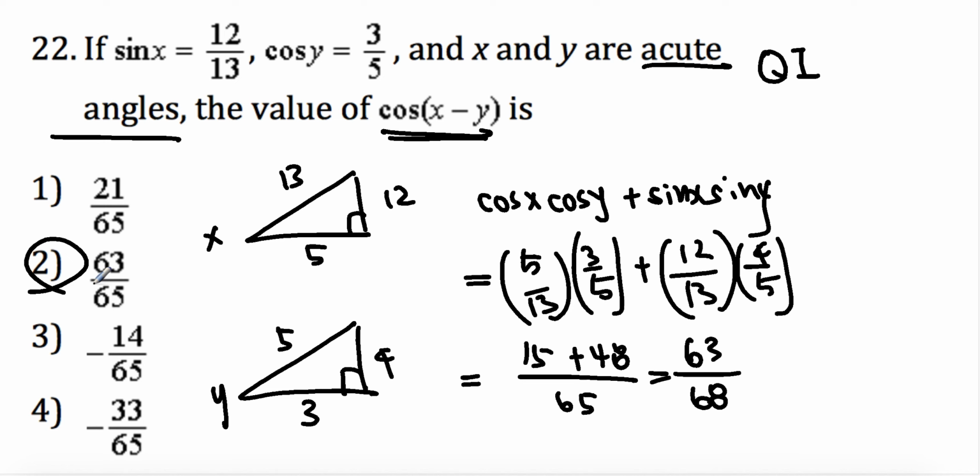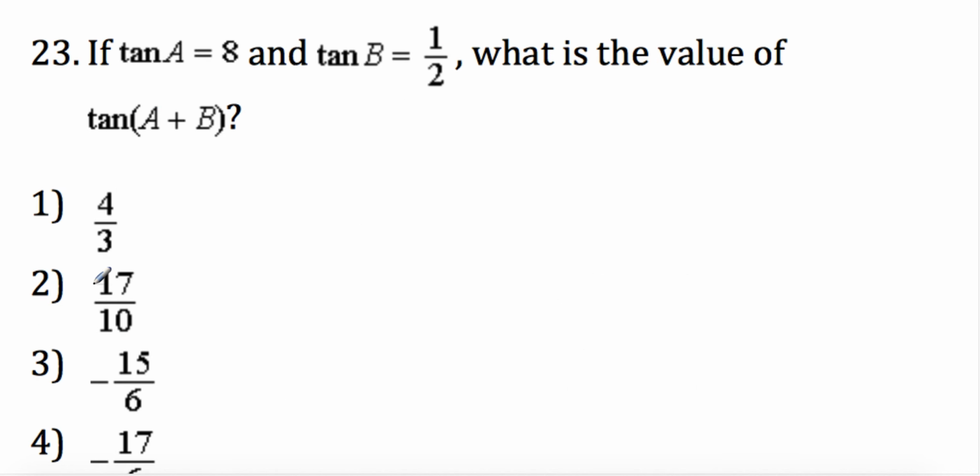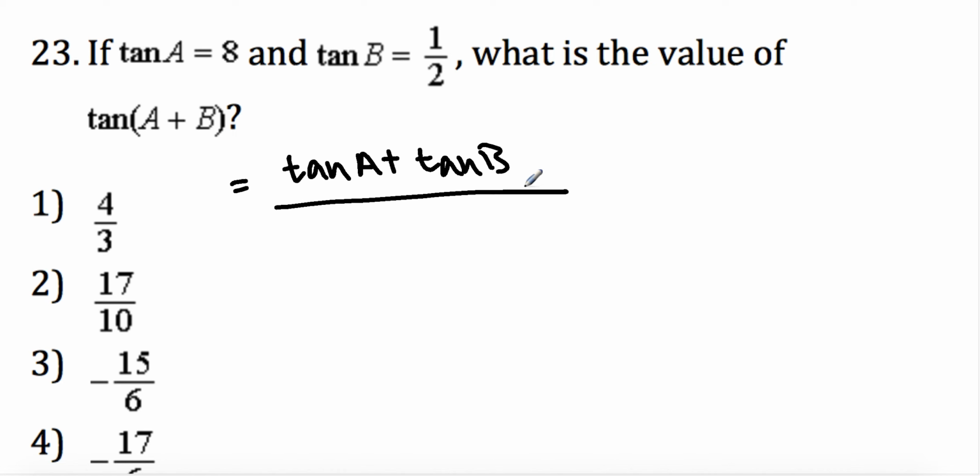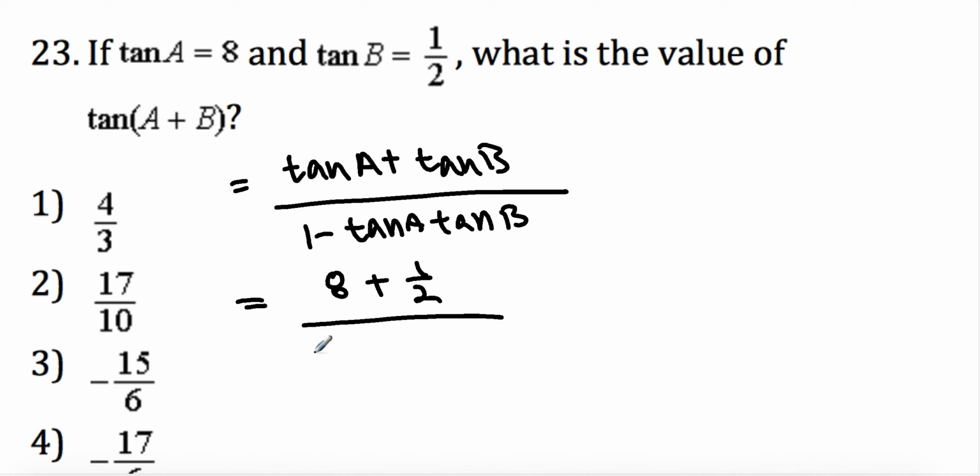All right, let's look at number 23. How about tangent of A plus B? Tangent of A plus B actually is equal to tangent of A plus tangent of B, and you can check this one on the reference sheet as well if you want to, and then 1 minus tangent of A times tangent of B. That means now I can substitute the values. So tangent of A, I can put 8. So we have 8 plus tangent of B will be equal to 1/2 all over 1 minus tangent of A is equal to 8 times 1/2.